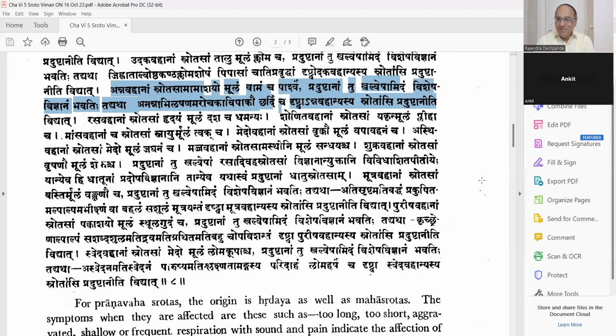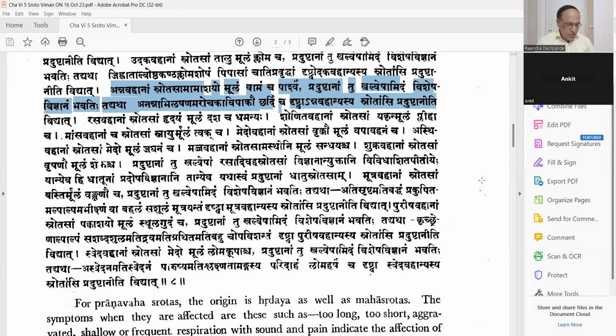Annavahanam Srotasam Amashayo Mulam Vamam cha Parshvam. At the moment, I am just concentrating only on the Dushti Hetu and Dushti Lakshana. At some other time, I will discuss other things about the Srotas. Now, see, we are discussing the symptoms of Annavahasrotas Dushti. We have seen the Hetu.